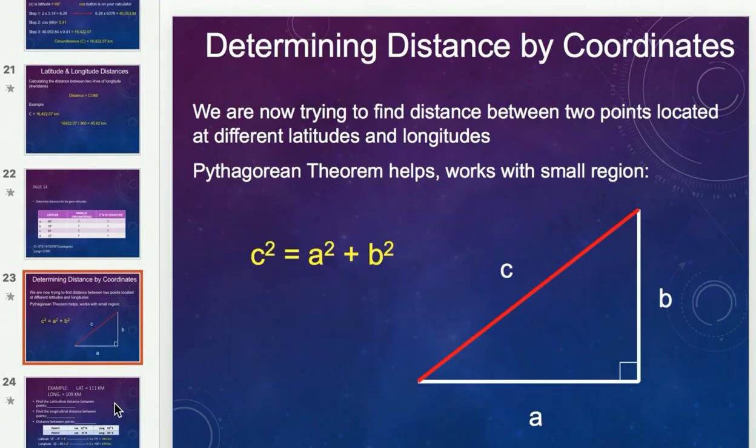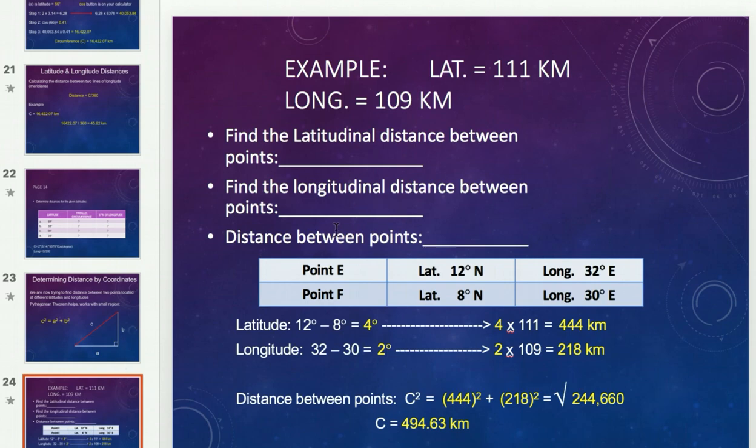Alright, for problem 1, you've got the latitude, which is 111. Your longitude, and you can just write this next to it, is going to be 111 kilometers. Just put this in on point A and point B. It says point E and point F, but it's going to be point A and point B. First is 12 degrees north and 32 degrees east. And then 8 degrees north, 30 degrees east.